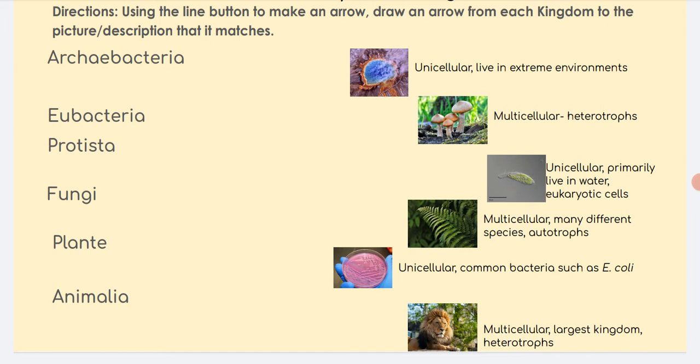Then we have a multicellular with many species. They're autotrophs, so they make their own food. You can see this is like the leaf of a fern. This would be a plant. It would be in the Plantae kingdom.